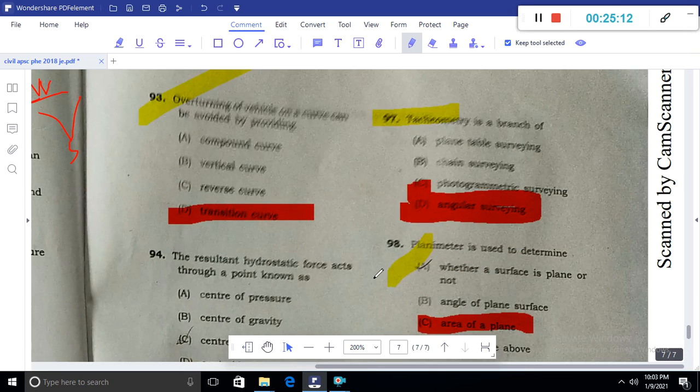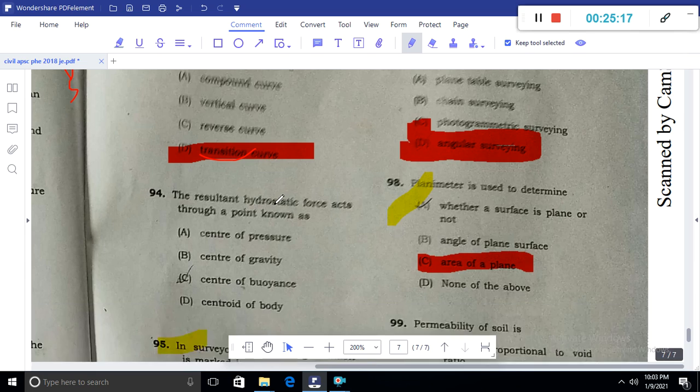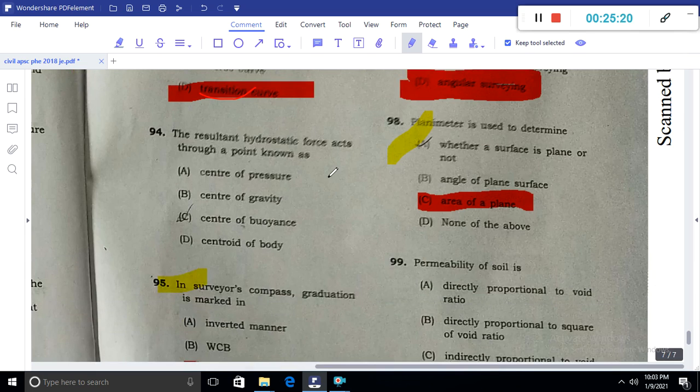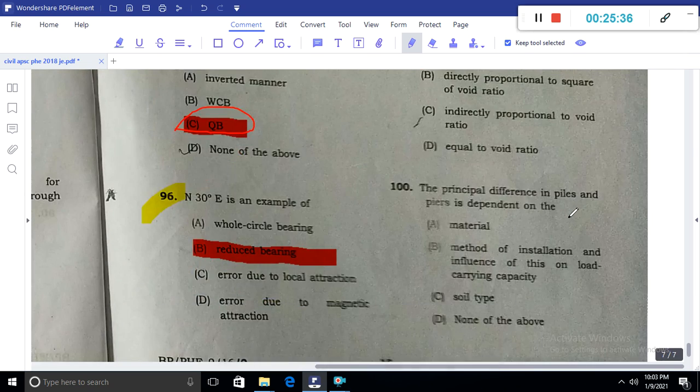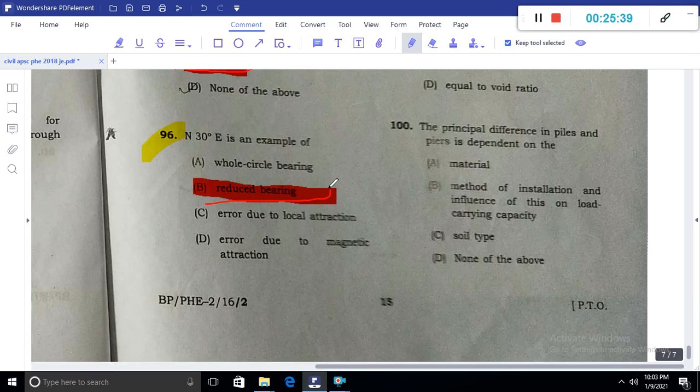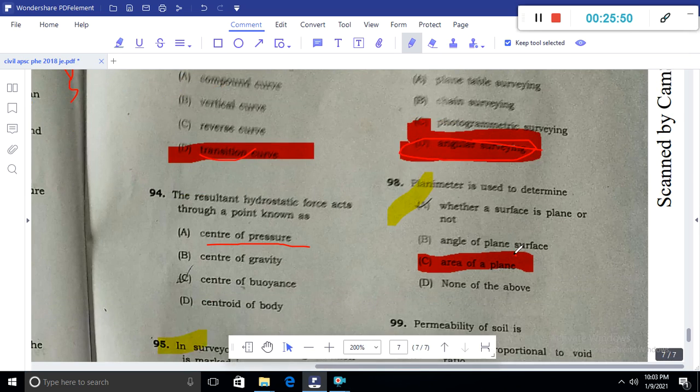Next question: overturning of a vehicle is avoided by providing a transition curve. The resultant of hydrostatic force acts through a point known as center of pressure. In survey compass, graduation is marked in quadrantal bearing, and 30 degree is an example of reduced bearing. Tachometry is a branch of angular survey? No. Planimeter is used for area of land.